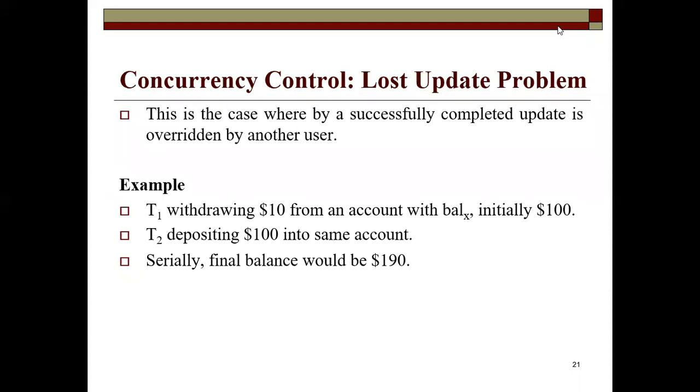Transaction 2 seeks to make a deposit of 100 into the same account. That means on top of the 90 that remained at the end of T1, if we add 100, that simply means our final balance is 190. Yes, Bob. 190. Thank you, Samuel. 190.